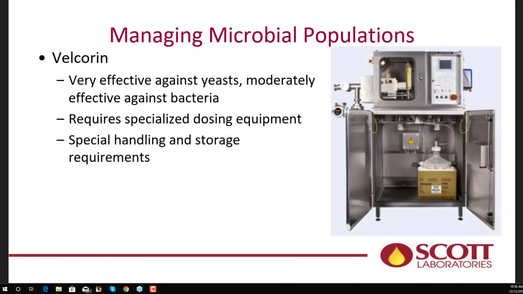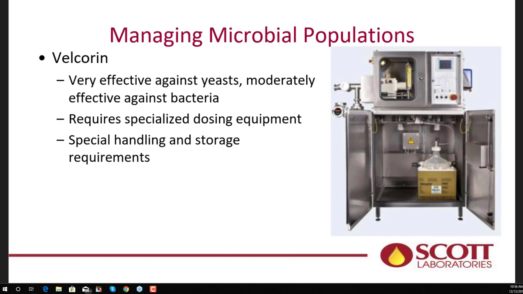If you are packaging wines for distribution, and sterility and shelf life have been a problem in the past, there are things like Velcorin. It's very effective against yeast and moderately effective against bacteria. ScottLabs sells it. We're the only ones who sell it. It does require a dosing machine. These are about $80,000, so it's not for everyone. There are some people who share it. There are some mobile services out there. I don't think there's one in Texas yet. I'd love to see one.